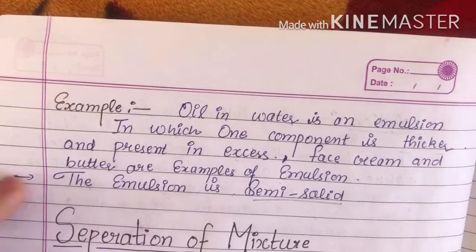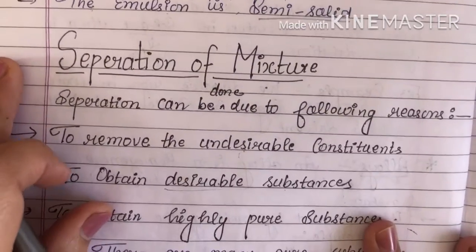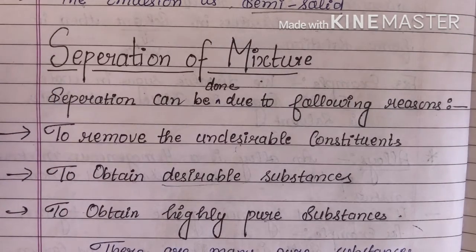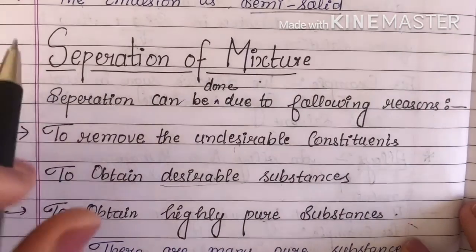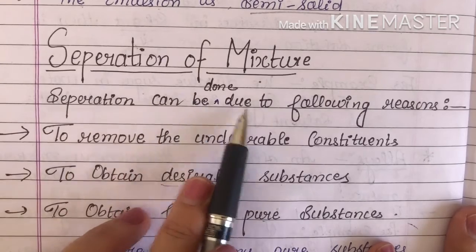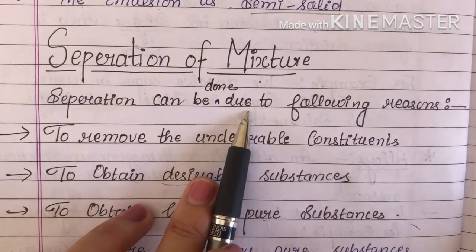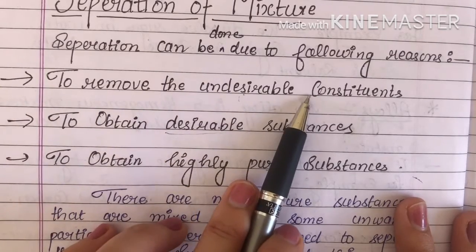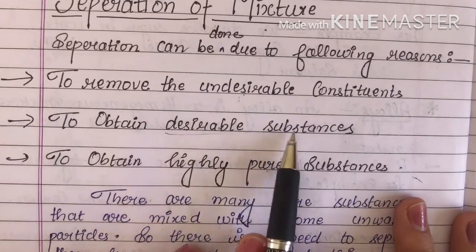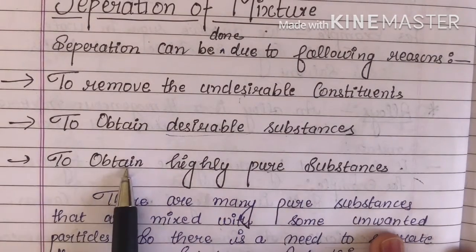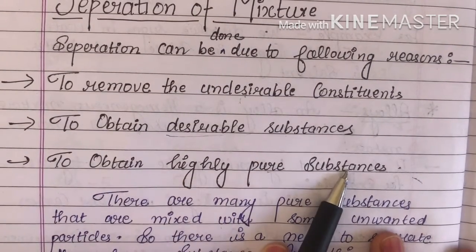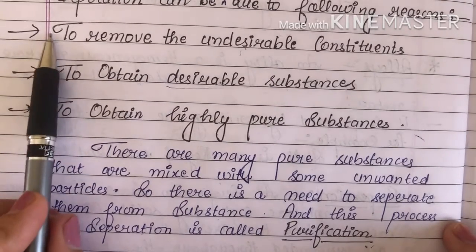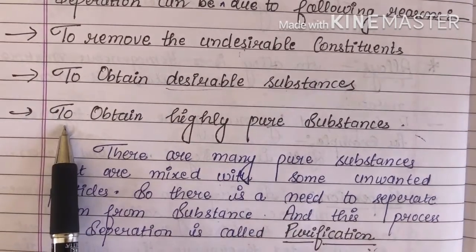So next we will proceed with the separation of mixtures. Firstly we will see how separation is done and what is the need for separation. Separation can be done for the following reasons: to remove the undesirable constituents, to obtain desirable substances, and to obtain highly pure substances. So these are the three main factors due to which we do separation of mixtures.